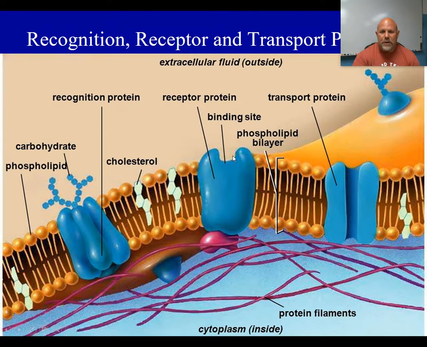This is a receptor protein. Receptor proteins are going to bind to hormones or other molecules that are floating around inside the bloodstream or extracellular fluid. And basically a molecule will bind here and it will change the shape of this and cause a cascade of instructions to start taking place.